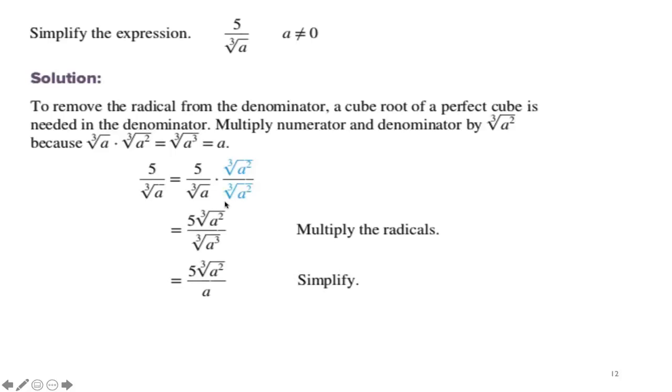So now the reason why this is good is because now I can combine the denominator into a cube root of a cubed. Right? A squared times a is a cubed, and that will cancel, and I get a. And then on the top, there's not much I can do. We just leave it like that. But the point here is that the denominator now no longer has a radical, and so this is considered simplified.